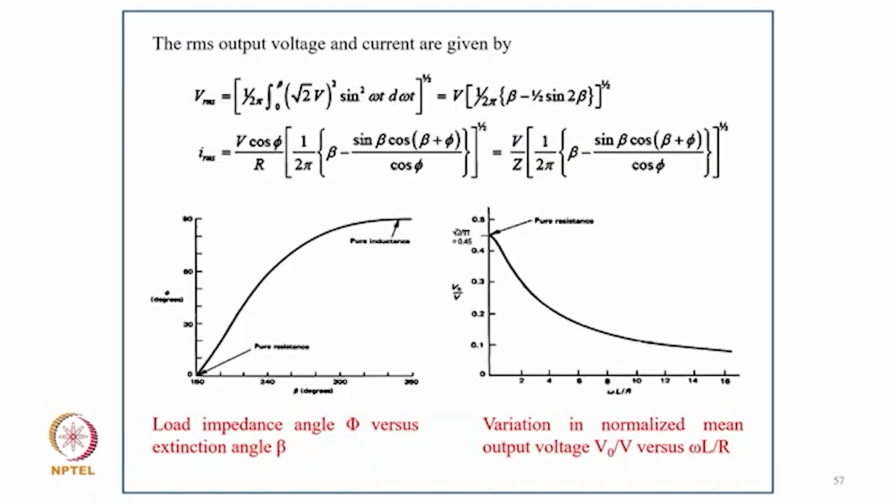Now the output RMS voltage and current. VRMS equals square root of 1 upon 2 pi integral from 0 to beta of 2 V square sin square omega t d omega t, and it becomes V times square root of [1 upon 2 pi (beta minus half sin 2 beta)]. IRMS is V cos phi upon R times [1 upon 2 pi (beta minus sin beta cos(beta plus phi) divided by cos phi)] to the power half, and equals V upon Z times [1 upon 2 pi (beta minus sin beta cos(beta plus phi) upon cos phi)] to the power half.